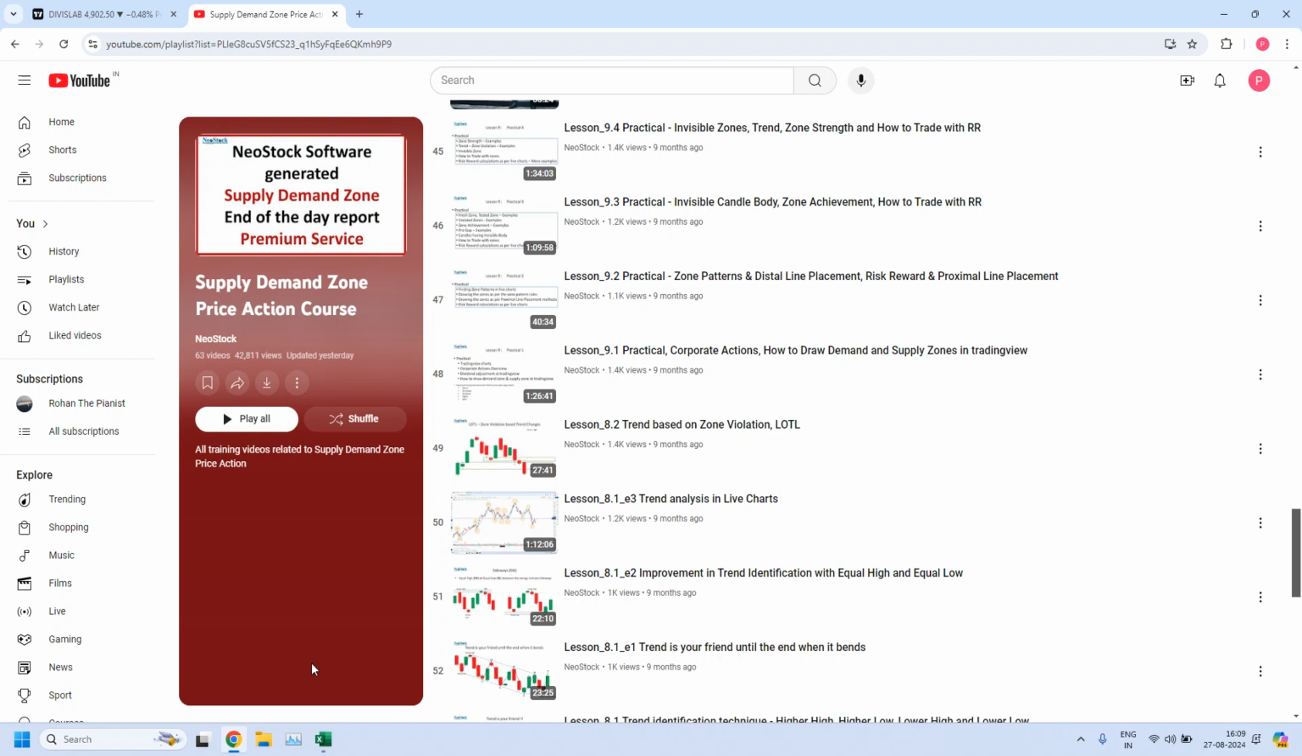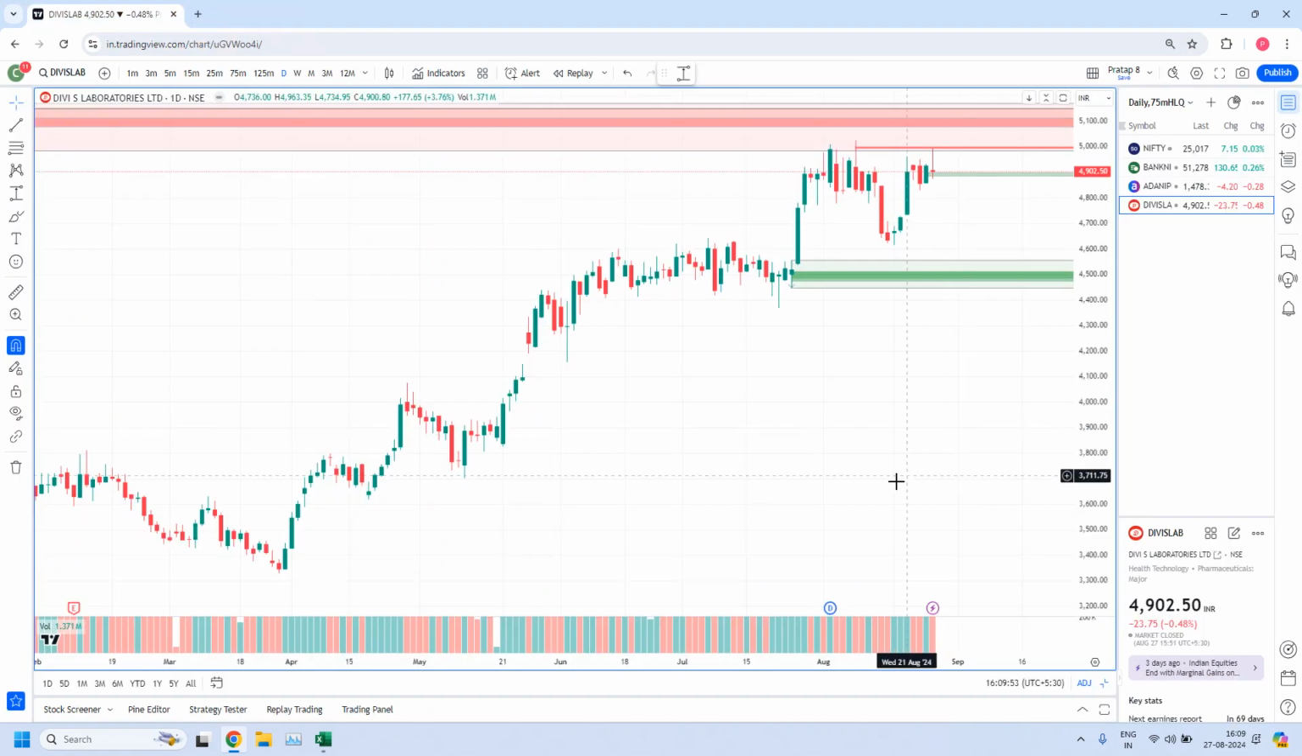Now let's get into the analysis of the high liquidity zones generated in our yesterday's NeoStock software. With the help of NeoStock software, we identified two high liquidity zones, and both the zones are from the daily time frame. In the 75 minutes time frame, we don't have any zones yesterday. Out of these zones, you have one trade.